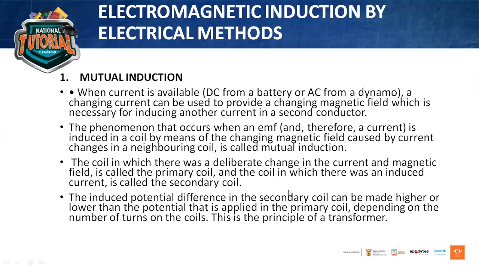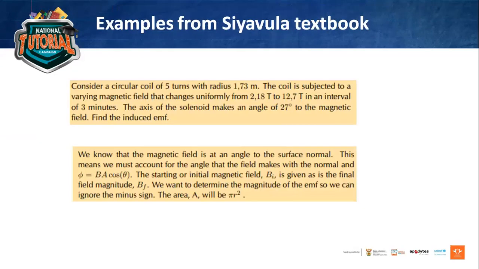The induced potential difference in the secondary coil can be made higher or lower than the potential applied in the primary coil, depending on the number of turns. So basically, this is the principle of how a transformer works. Okay, so this theory is very important because it's an extension of the application of your electromagnetic induction. Now, before we lose any time, I'd like us to see some examples from the Siyavula textbook.